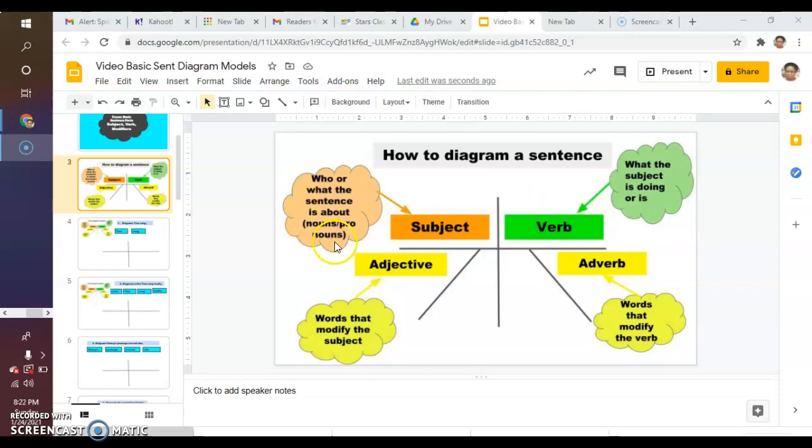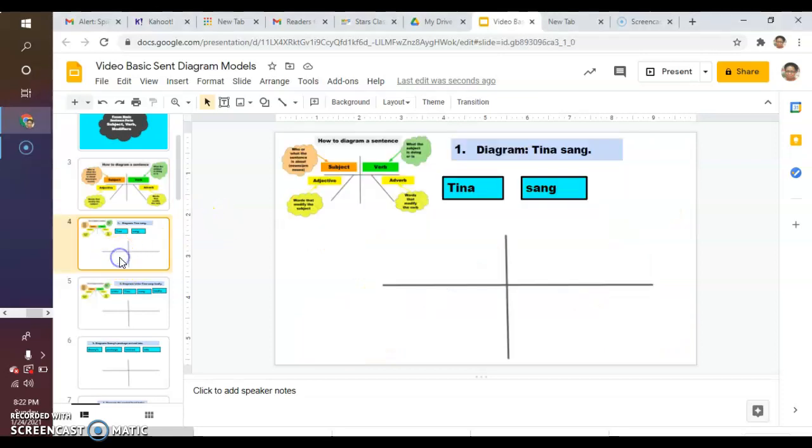And then all the other words in a sentence are modifiers. Either it's an adjective, meaning it's a word that modifies the subject, or an adverb, a word that's modifying the verb. All right, let's do a diagram in action.